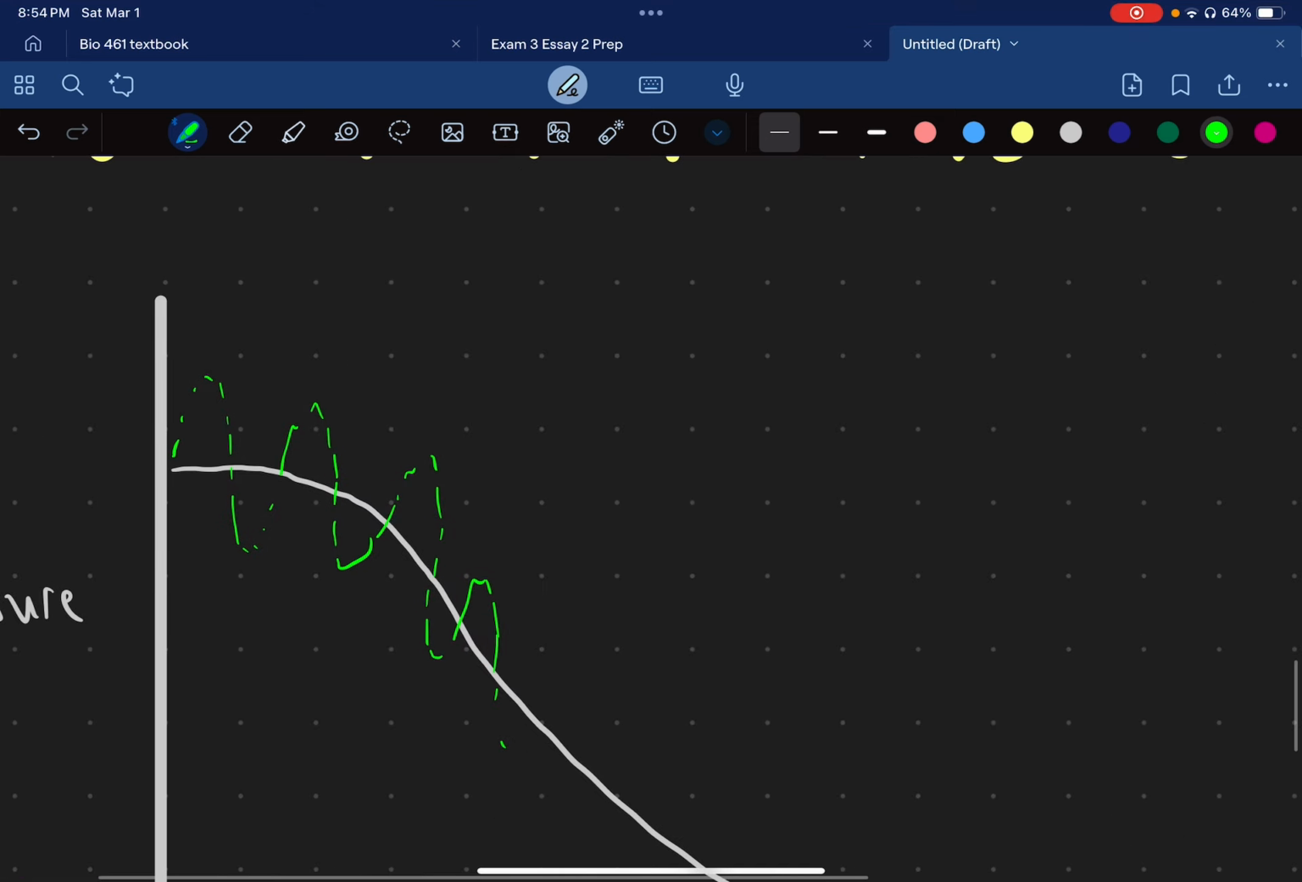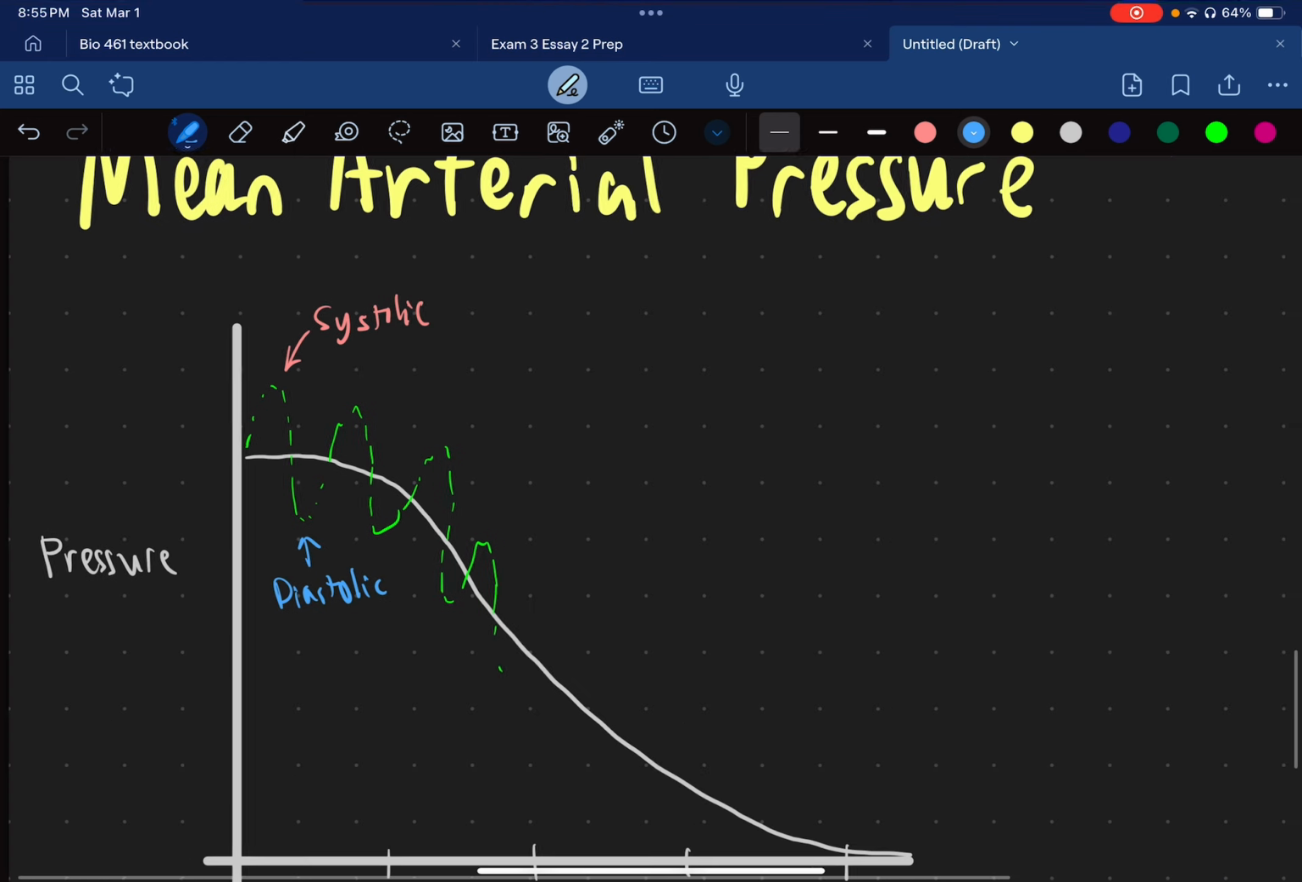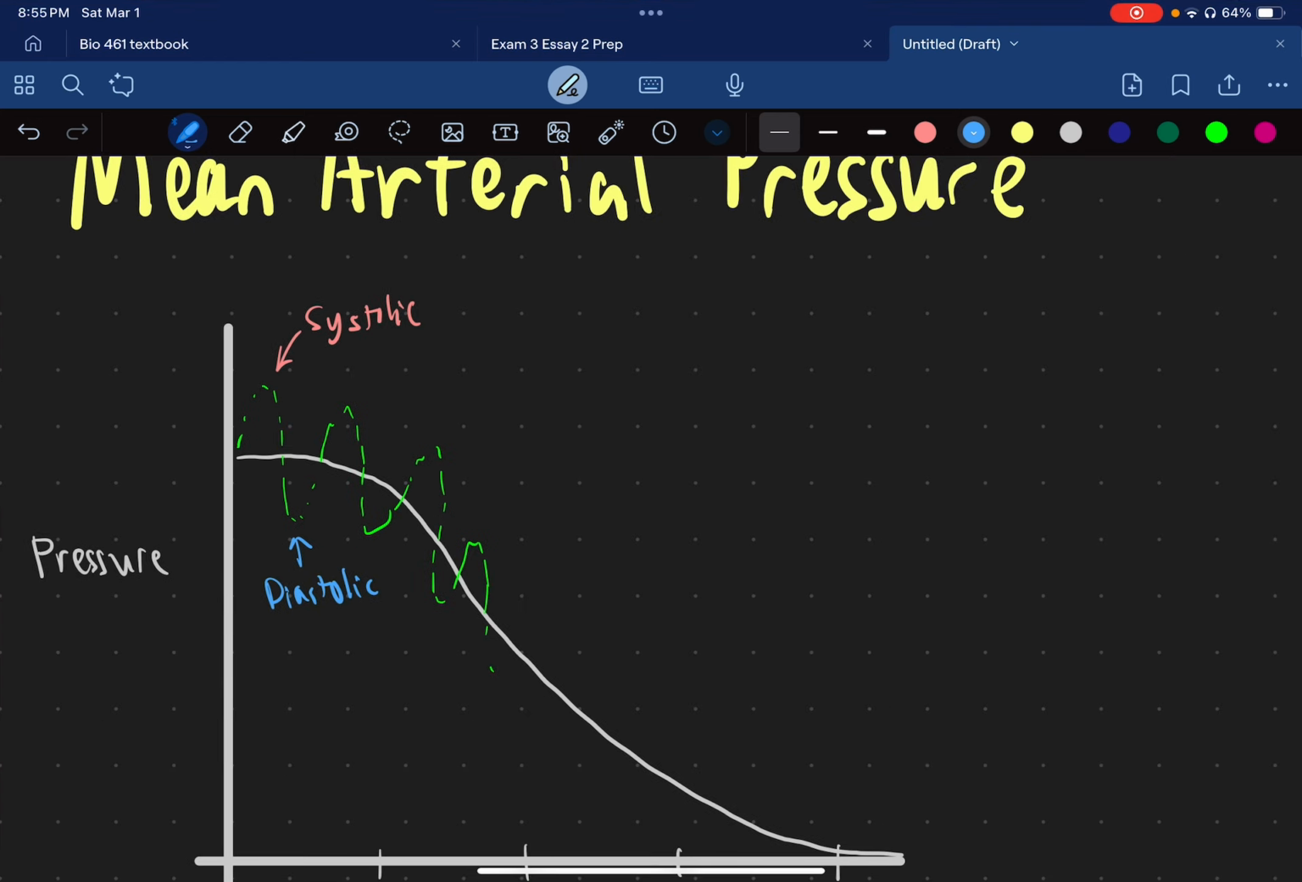And this is the difference in systolic and diastolic pressure. So we'll say systolic, and then down here, diastolic. So basically, when the heart pumps, the heart is contracting, obviously the blood pressure is going to increase. And then when it relaxes, it's obviously going to decrease.